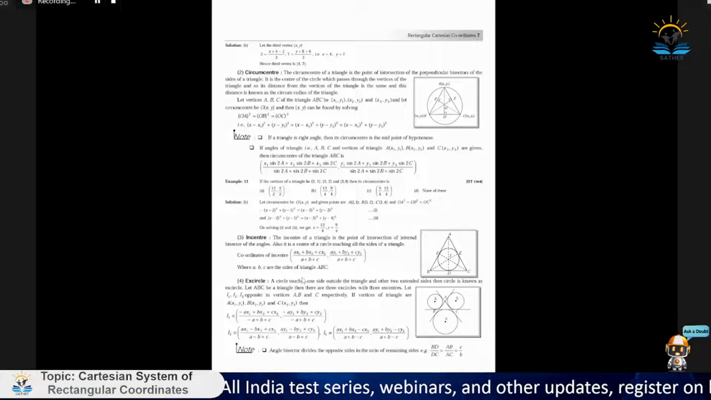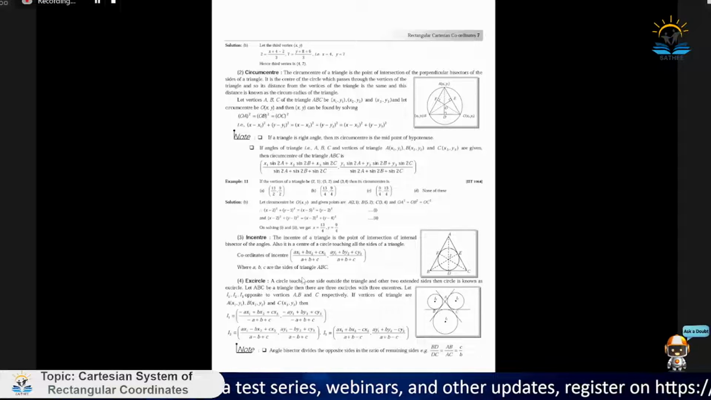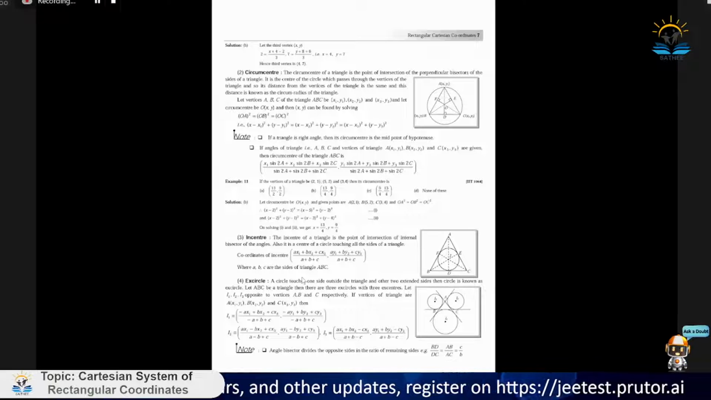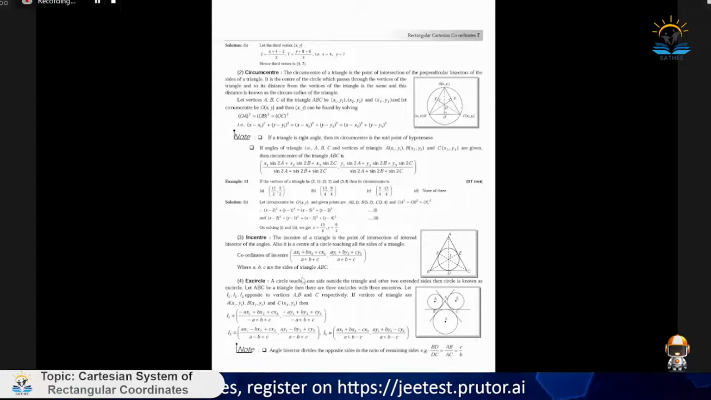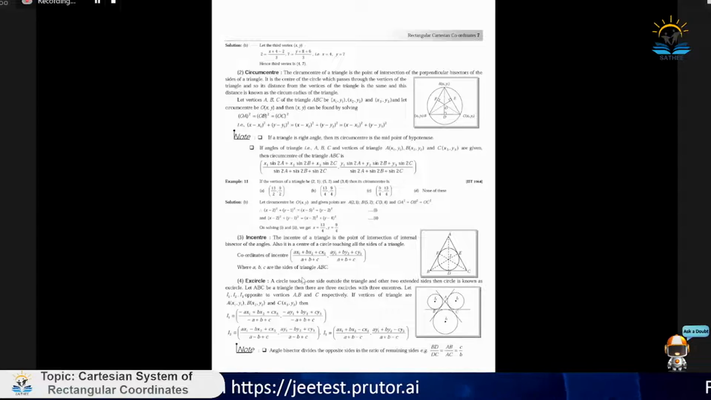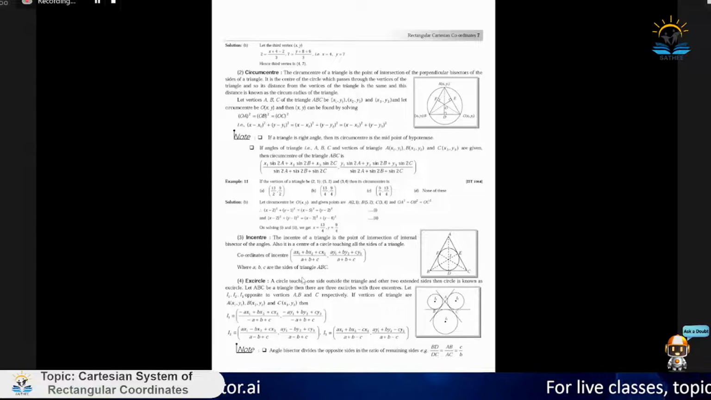And when we come to the next point, which is circumcenter. The circumcenter is the intersection point of the perpendicular bisectors. So what are the perpendicular bisectors here? If you have a triangle ABC, the BC line has a perpendicular bisector. Here D is the midpoint and a perpendicular line is drawn from it. In a similar way, if you draw perpendicular bisectors for AB and AC, you'll get OF and OE and OD, where O is the circumcenter.